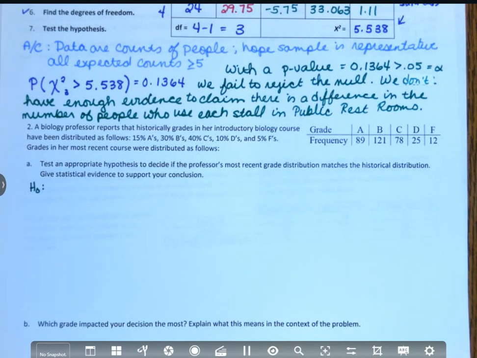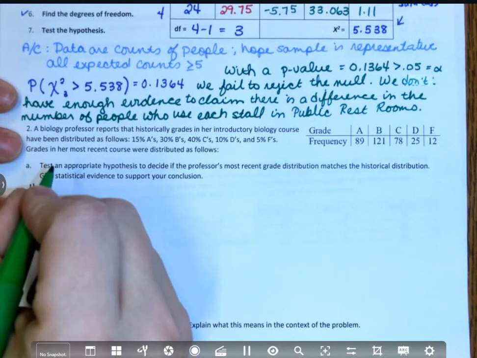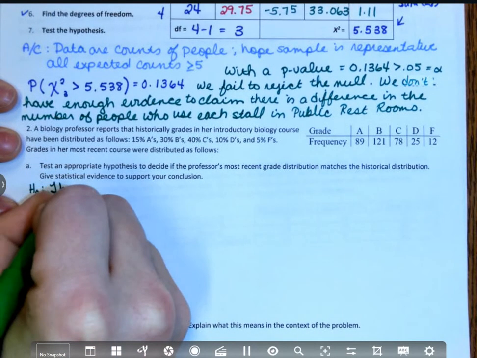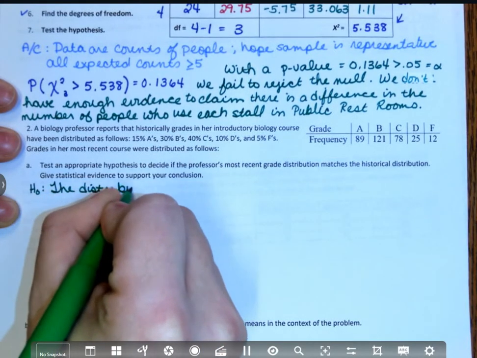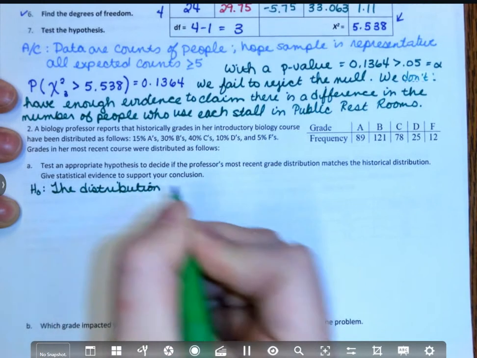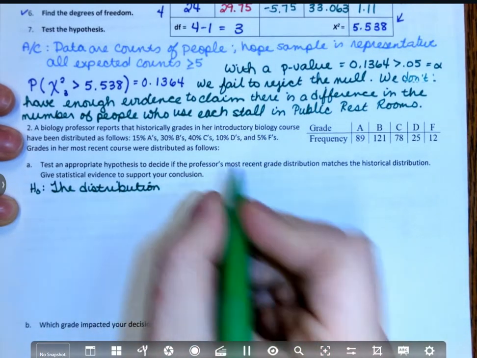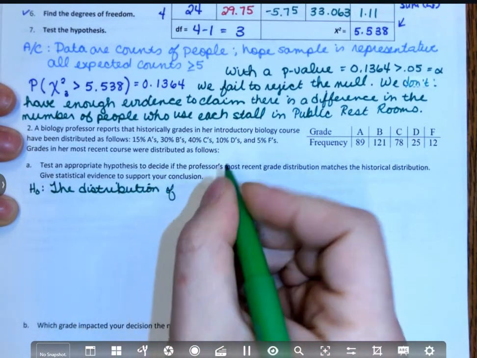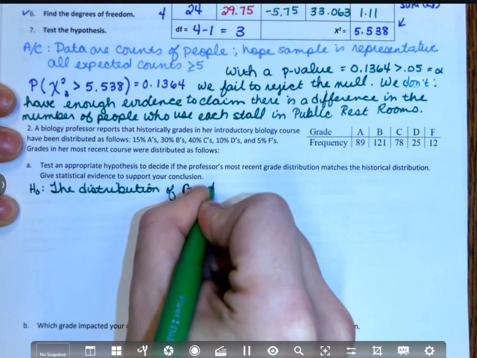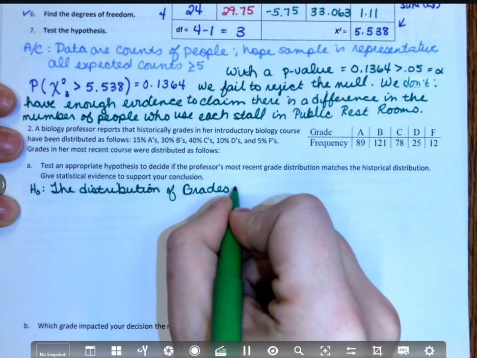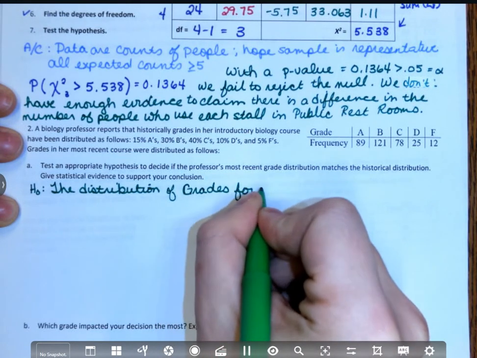What would you say? You would say that, and you can go as simple as the distribution. What are we measuring the distribution of? Of grades for this teacher, and you can say biology, I just am trying to be lazy. Of grades for this teacher.